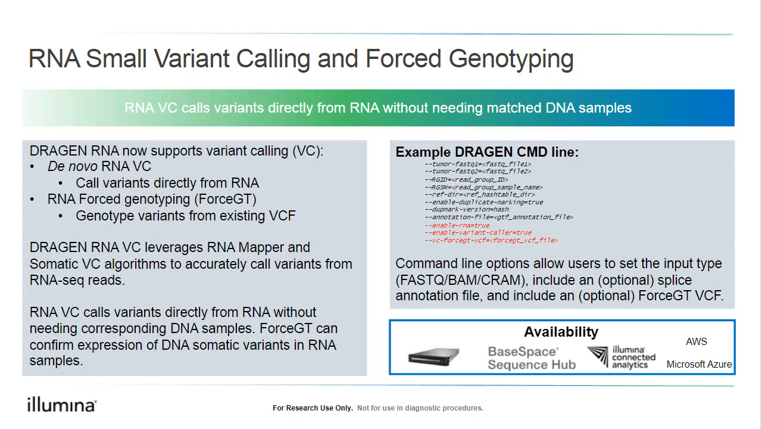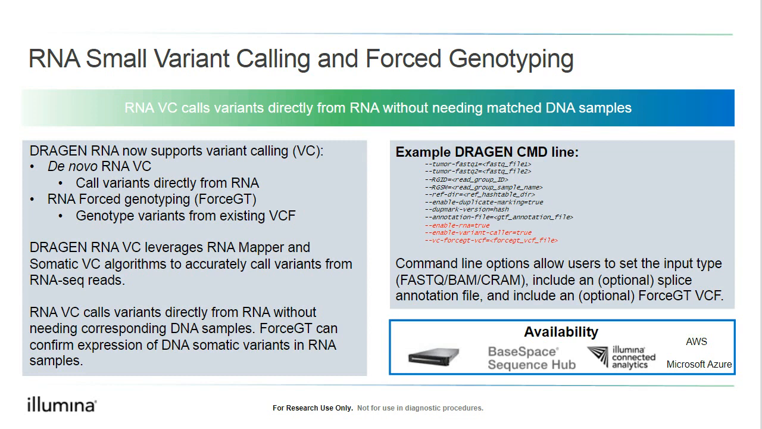The RNA variant calling leverages the mapper and the somatic variant calling algorithm that we have developed from our somatic pipeline to call variants from the RNA reads. These variants don't need corresponding DNA samples, as I said above, but you can also force genotype them and you can confirm the expression of DNA somatic variants in RNA samples. So again, a lot of flexibility and a number of features that we think would be useful for anybody who wants to run RNA variant calling with DRAGEN today.